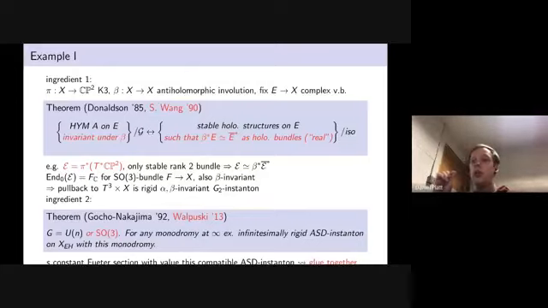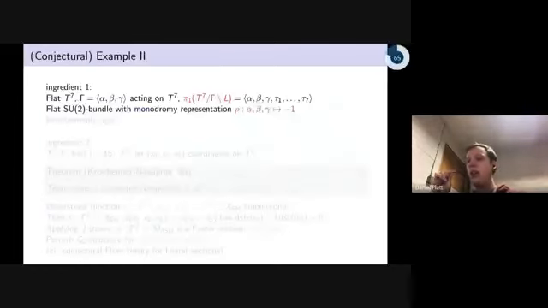And that gives you one example of a G2 instanton. Now I have some minutes left, so I can tell you about another half example. And that's in the following situation.